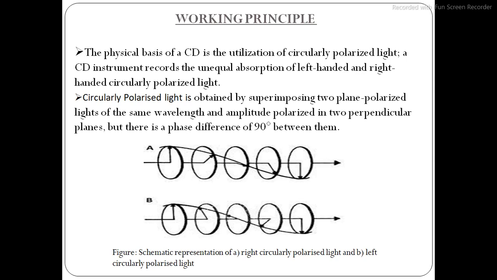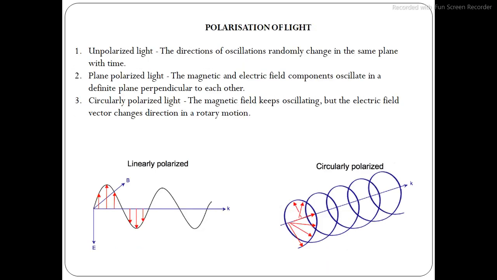The schematic representation of right circularly polarized light and left circularly polarized light is given in this slide. So, the polarization of light. The polarization of light is categorized into three categories. These are unpolarized light, plane polarized light, and circularly polarized light. In circularly polarized light, the magnetic field keeps oscillating, but the electric field vector changes direction in a rotary motion.